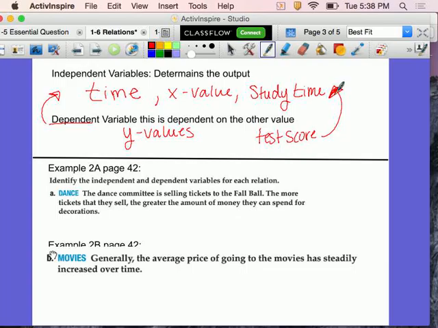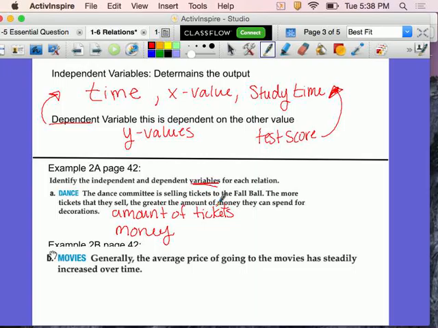So here are 2 examples. We're going to identify the independent and dependent variables for each relation. The dance committee is selling tickets for the fall ball. The more tickets that they sell, the greater amount of money they can spend for decorations. So first you have to decide what your variables are. What are your numbers? So in this case, like amount of tickets and money. So which one's independent and which one's dependent?